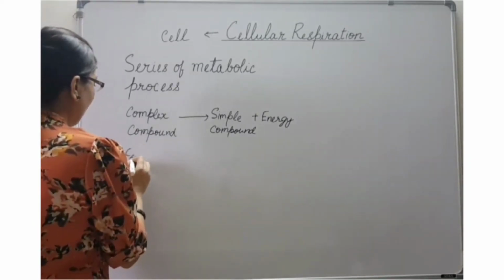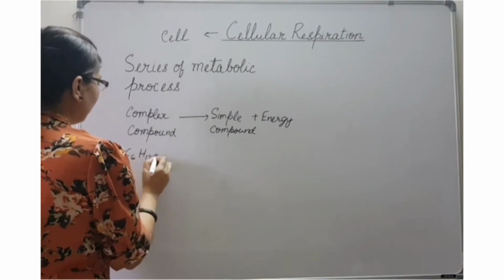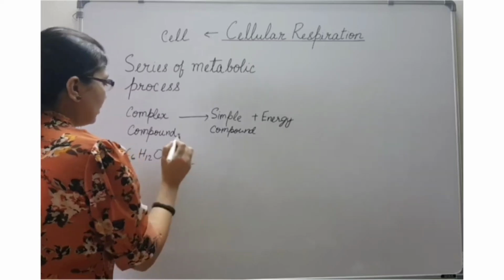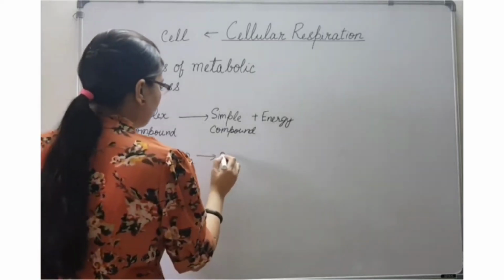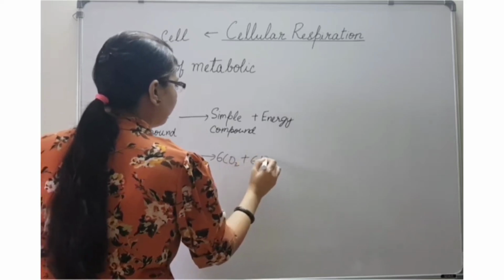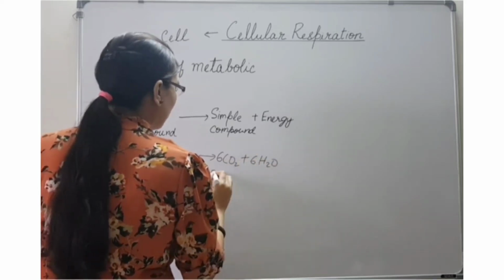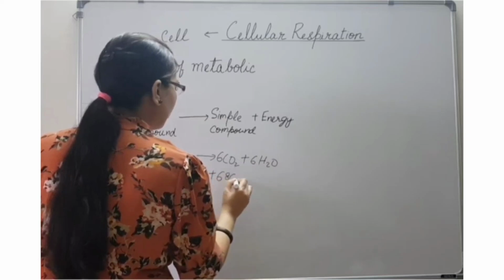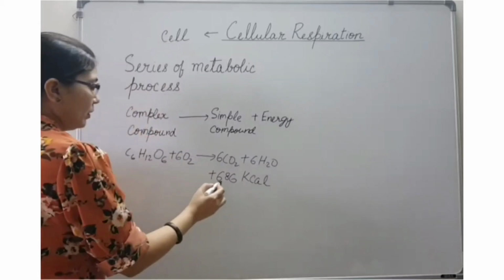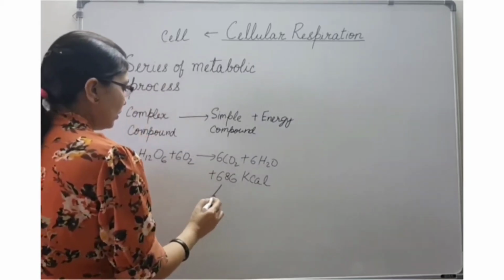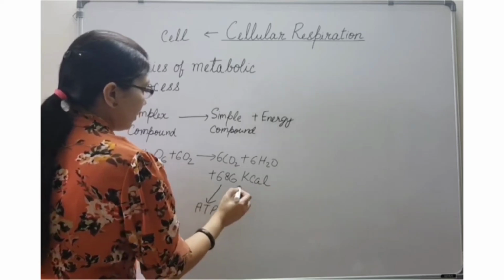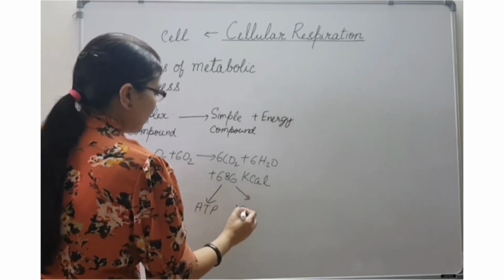For example, if one molecule of glucose undergoes complete oxidation, it gives carbon dioxide, water, plus 686 kilocalories of energy is also released. This energy is used in the formation of ATP and some is converted to heat.